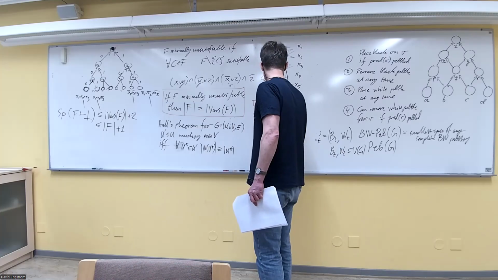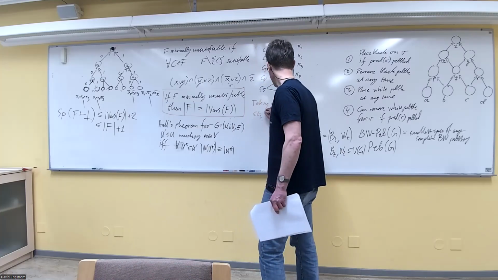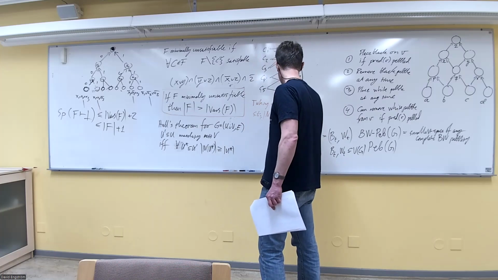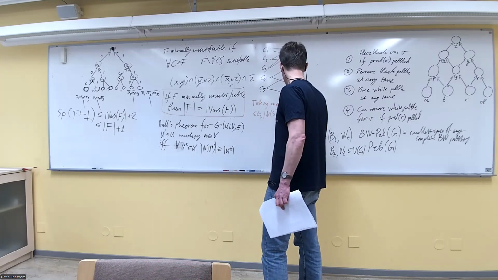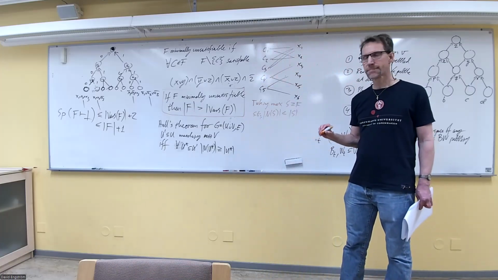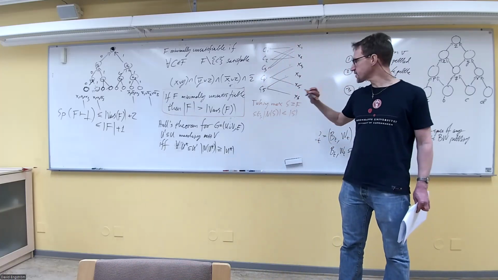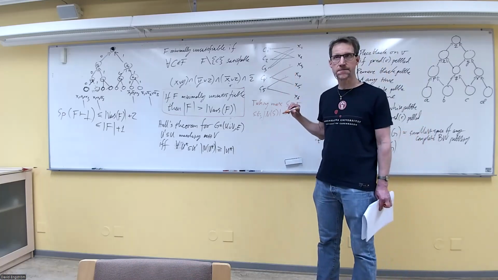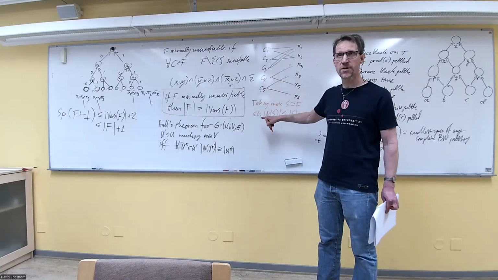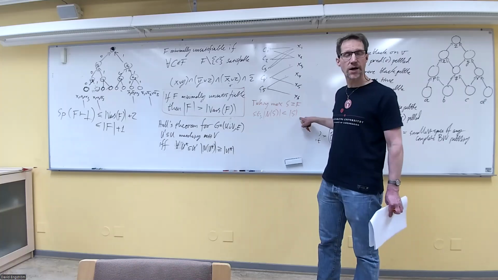such that the neighborhood of S is actually strictly smaller than S. Okay, I claim that such a set must exist. Suppose it didn't. Suppose for all subsets of clauses, the neighbors on the right were larger.